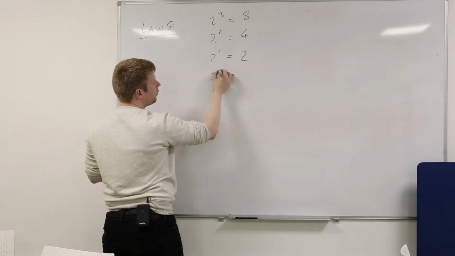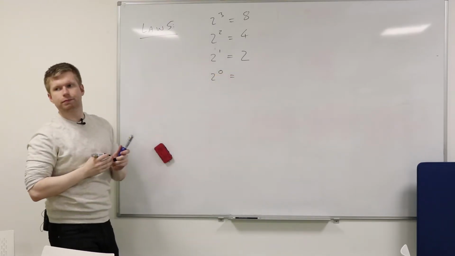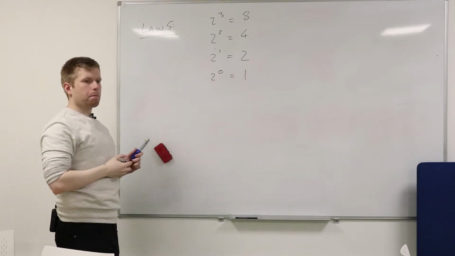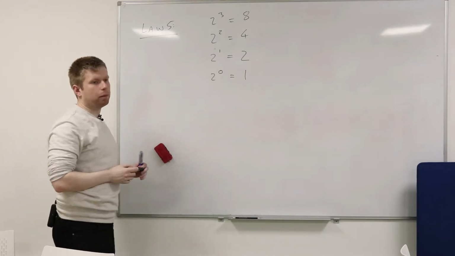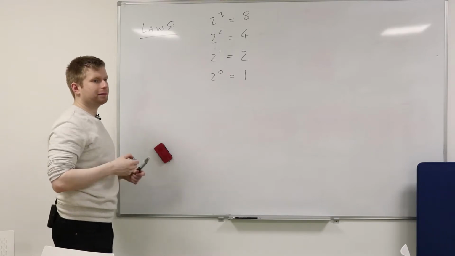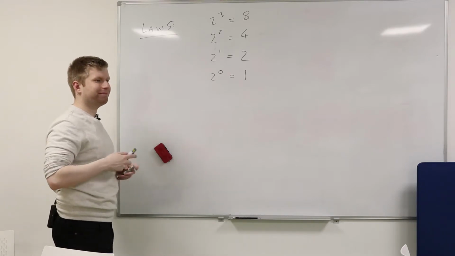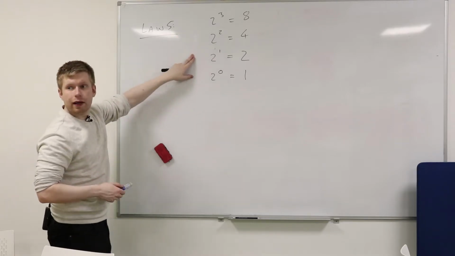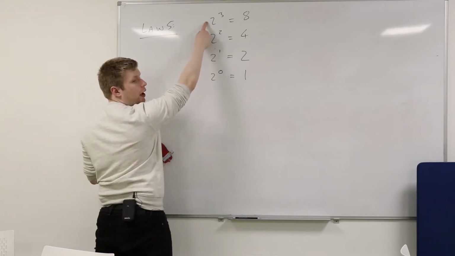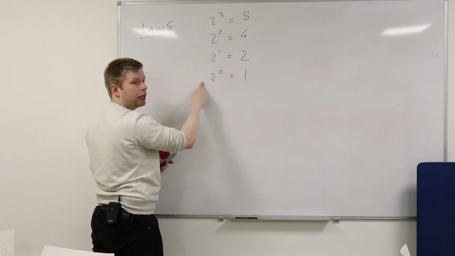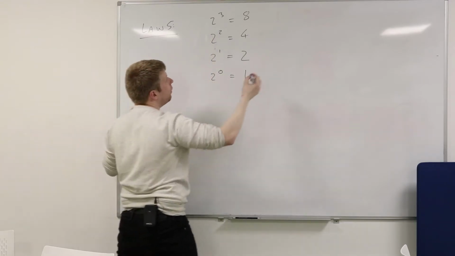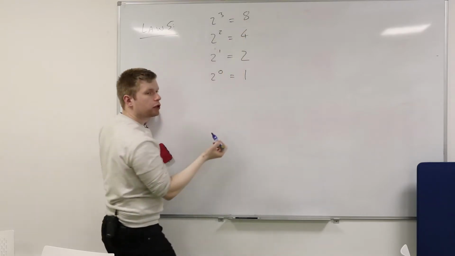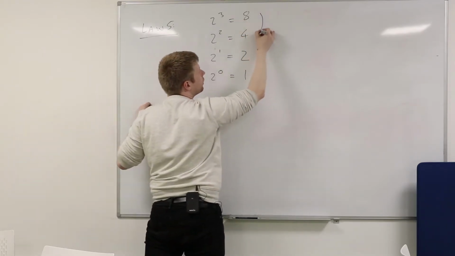What would 2 to the power of 0 be? 1. Why? Why is 2 to the power of 0 1? There's a reason why I've written it like this. So let's have a look. You're happy we're decreasing the powers by 1 each time? Every time we decrease the power, so to get from 2 to the power of 3 to 2 to the power of 2, what are we doing on the right-hand side?